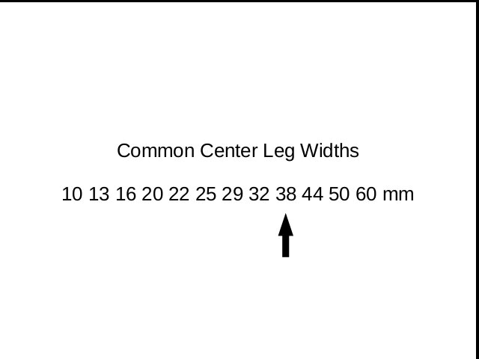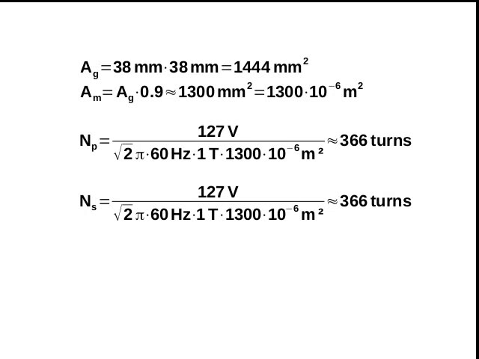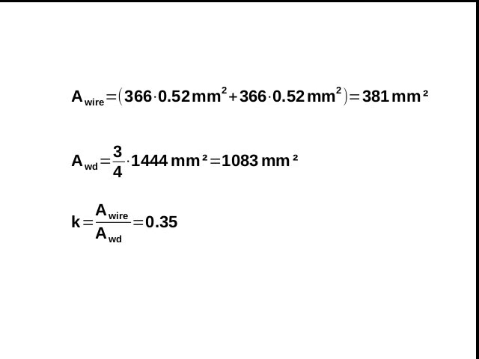With this we can calculate the number of turns for the primary and for the secondary. Notice that we cannot have a fraction of a turn, so the number of turns is rounded up or down to the nearest integer. Now we can calculate how much area the wire is going to take. The fill factor of 0.35 is not a comfortable figure.